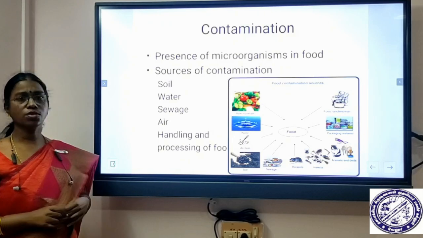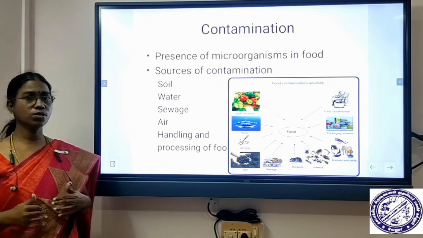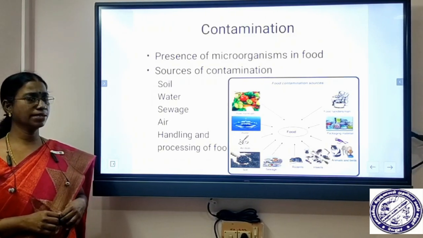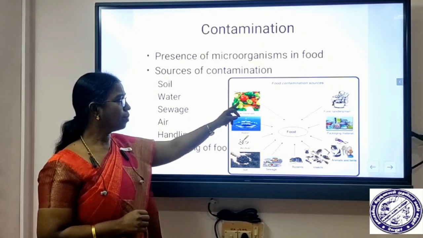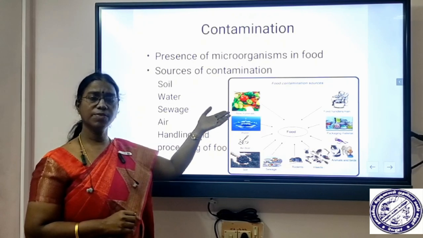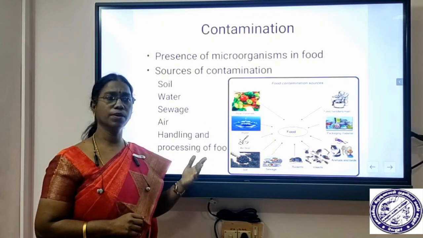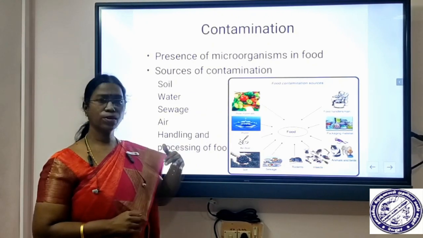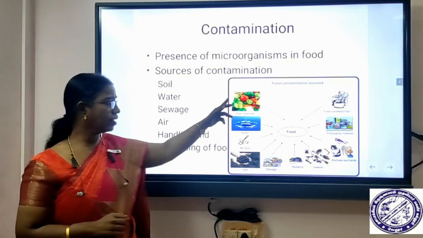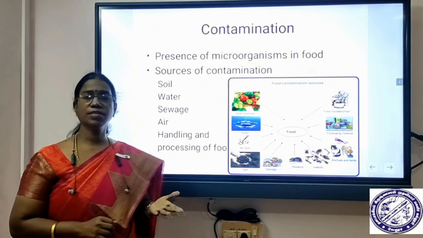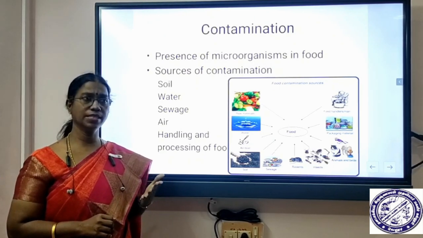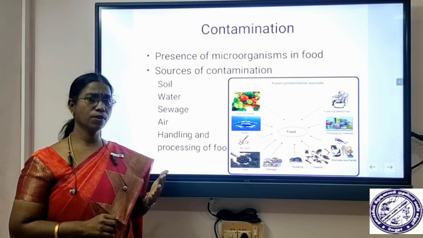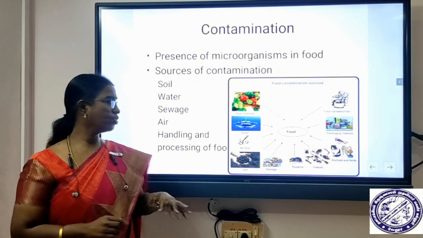There are different sources of contamination of microorganisms in the food. Mainly it includes the raw materials, such as fruits, vegetables, whatever raw materials we use for the preparation of food. The microorganisms may come from the raw material. The water used for the preparation of the food, or for washing the fruits and vegetables, if it has any waterborne organisms, may carry them into the food.